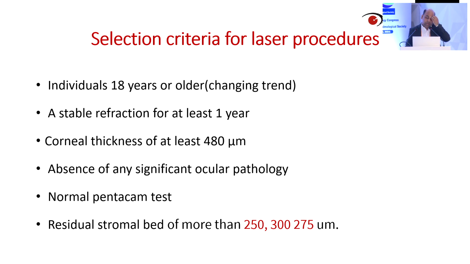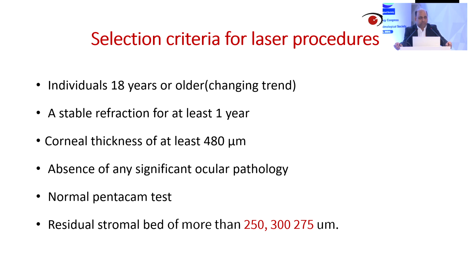So about the criteria, how much we should operate, how much number we should target in a patient. The criteria is not about the number, the criteria is about the residual stromal bed, how much you are saving after the surgery. There are different studies which tell that you should save 250, some say 275 or 300. There are multiple studies and meta trials which have shown that if you save more than 300, your risk of ectasia goes down significantly. So we always try to save at least 300 micron in all our cases.